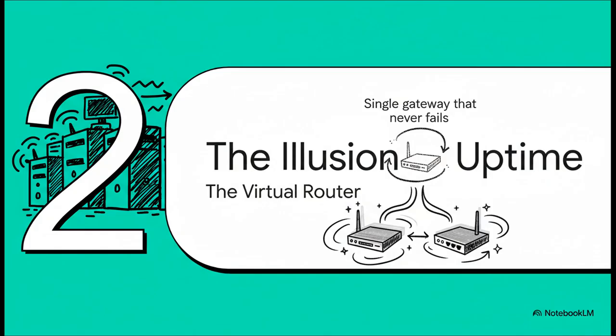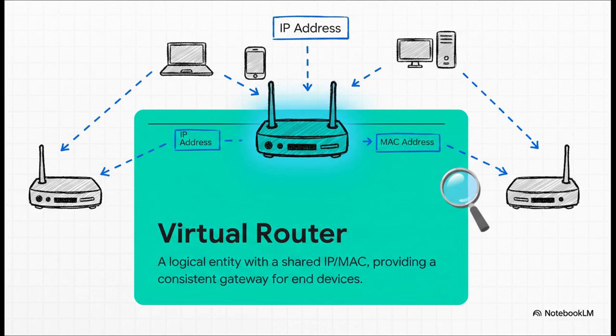So how do we fix this? I mean, we can't run around to every computer and manually change the gateway every time something fails. No, the solution is way more clever. It's kind of like a technological magic trick. We create the illusion of a single gateway that never, ever fails. And the secret to this trick is the virtual router. Now, this isn't a physical box you can go out and buy. It's a logical concept, an abstraction that's shared between two or more real routers. This virtual router gets its own IP address and its own MAC address, and that is what we tell all our computers to use as their default gateway.